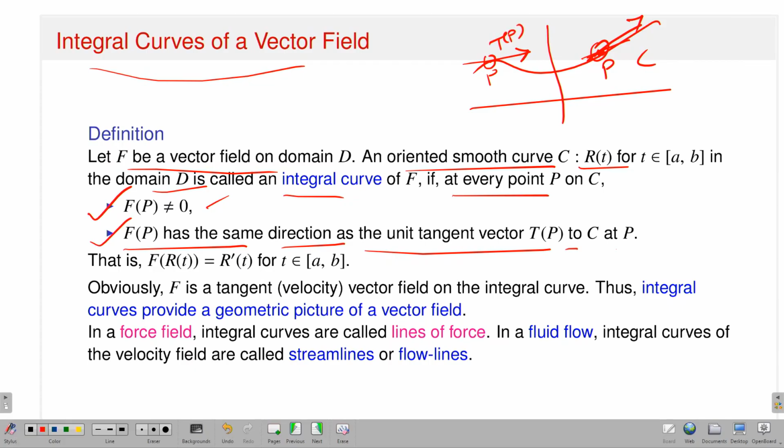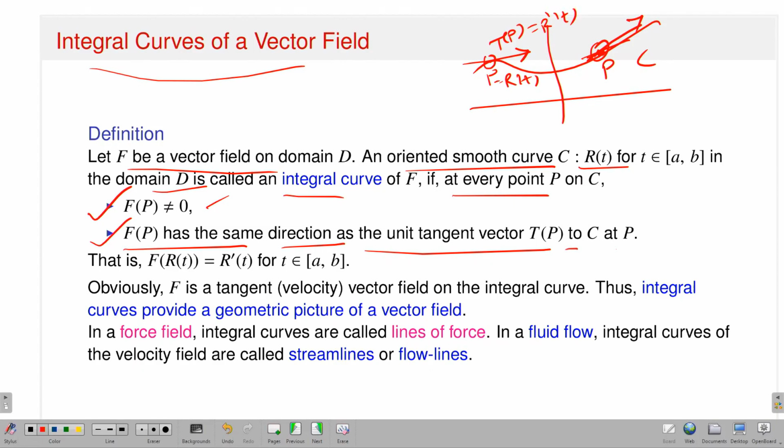In terms of the parameterization, P is a point on the curve, so it is r(t) for some t, and T of P is nothing but r prime of t. So if I have a vector field on some domain D, a smooth oriented curve C with parameterization r(t) in the domain D, I will call it an integral curve of my vector field capital F.